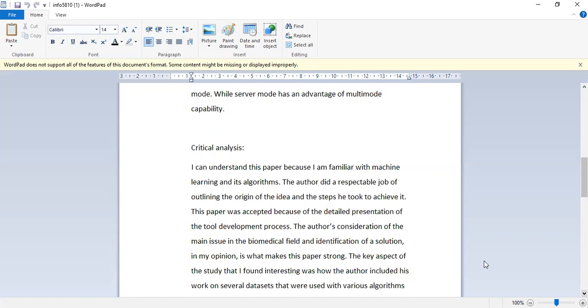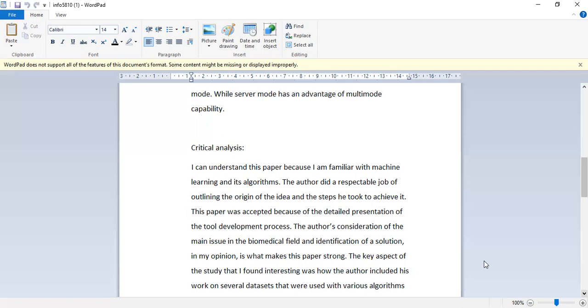So open source web-based software with cloud processing architecture is essential. To address these challenges, the author developed Simon, a free and open source software for application of ML in life sciences, to facilitate production of high-performing ML models over the total development process. The author's consideration of the biomedical field as the main area, and identification of a solution, in my opinion, is what makes the paper strong.